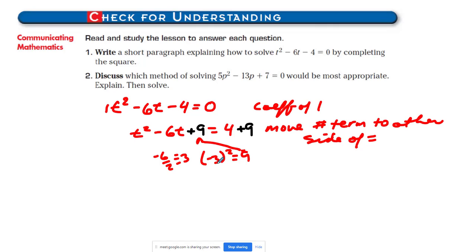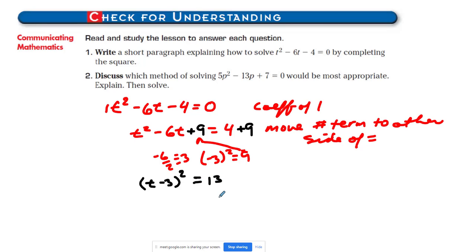That's the key part right there. Other than making sure that you have a 1 in front of the square term, that's key. You take half the middle term and square it, and add that number to both sides. What we've done by taking half of this and squaring it is made this into a perfect square trinomial. This is going to factor into t minus 3 times t minus 3. So it factors into t minus 3 squared. And on the other side, we've got 13.